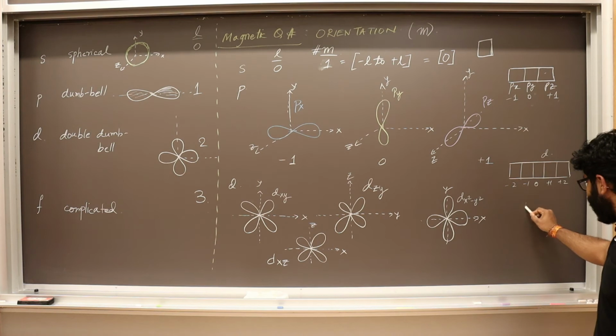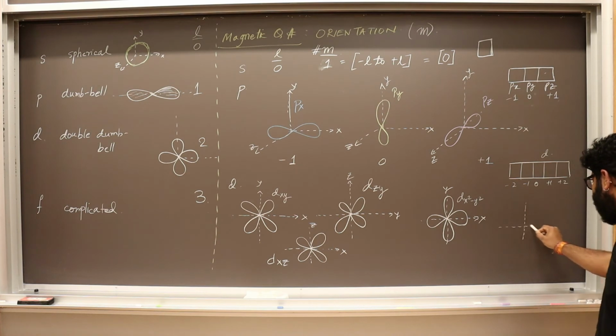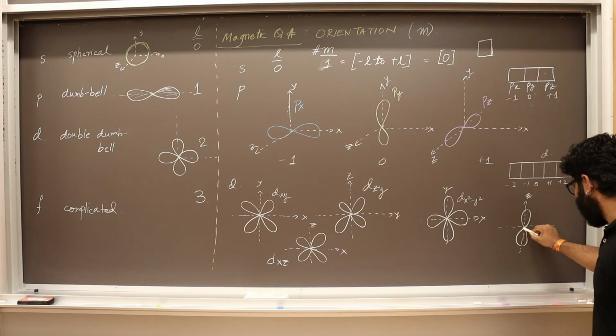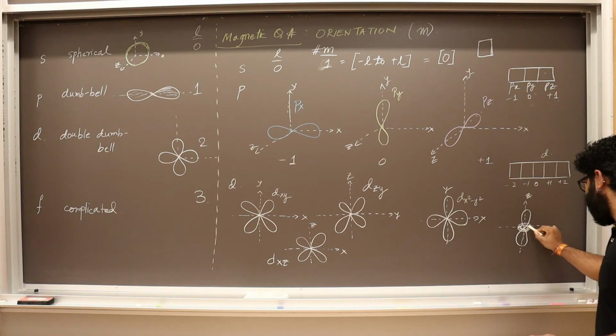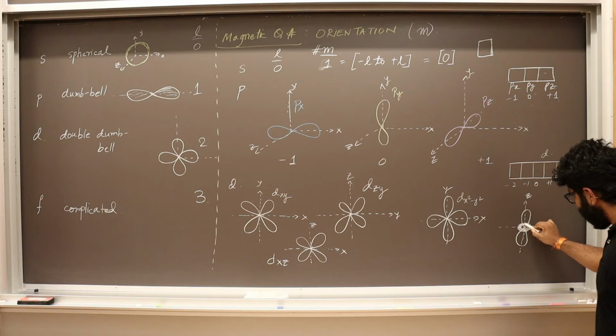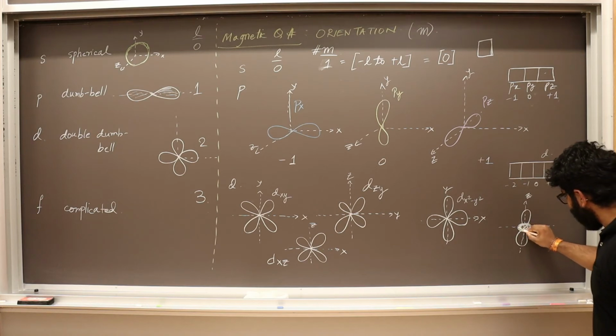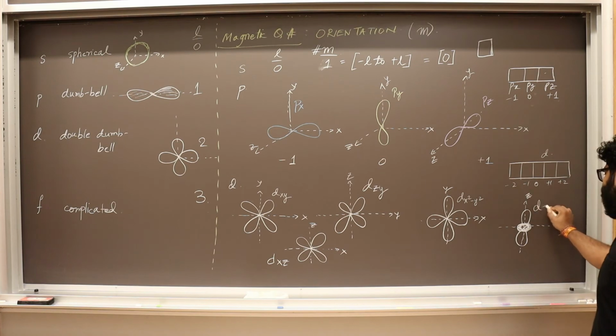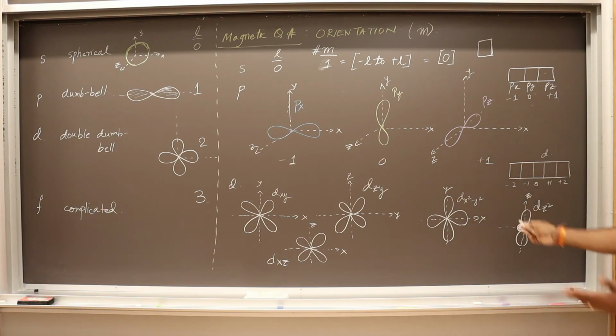And only one remains. This is z. This is one of the weirder ones, in which it has a donut shape in between and a dumbbell. So this is dz square. So you have 5 of them.